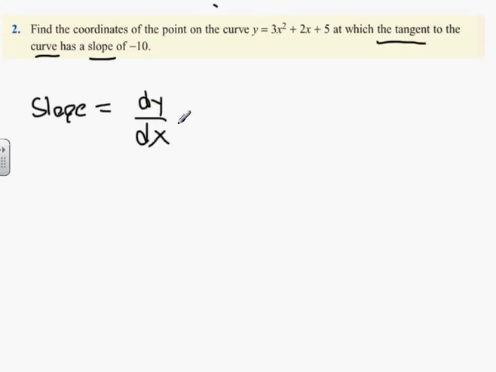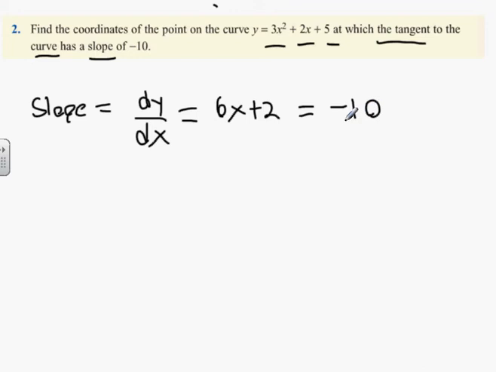Slope equals the first derivative. And what's the first derivative, guys? Differentiate 3x squared, and what do you get? 6x plus 2. Now, what does it say about the slope? What's the slope equal? Slope equals minus 10.